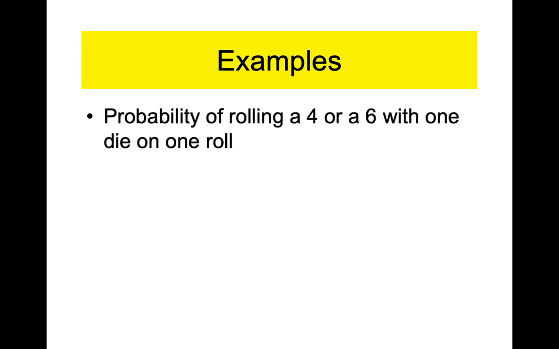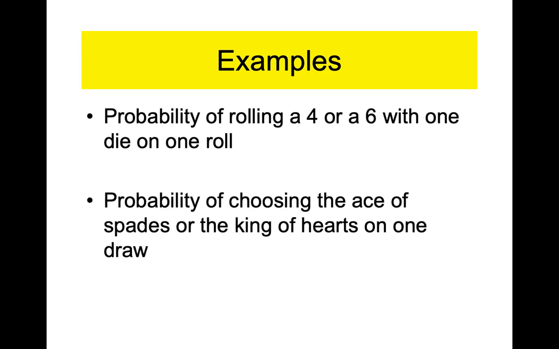Okay? Some better examples of what you'll see tonight for homework. What's the probability of rolling a 4 or a 6 with 1 die on 1 roll? Can you do both of them at the same time? Can you do one of them? Yes. These are mutually exclusive. You can roll a 4, you can roll a 6, but you can't roll a 4 and a 6 at the same time. We could if we had 2 dice, right? But today we're going to have 1 die.